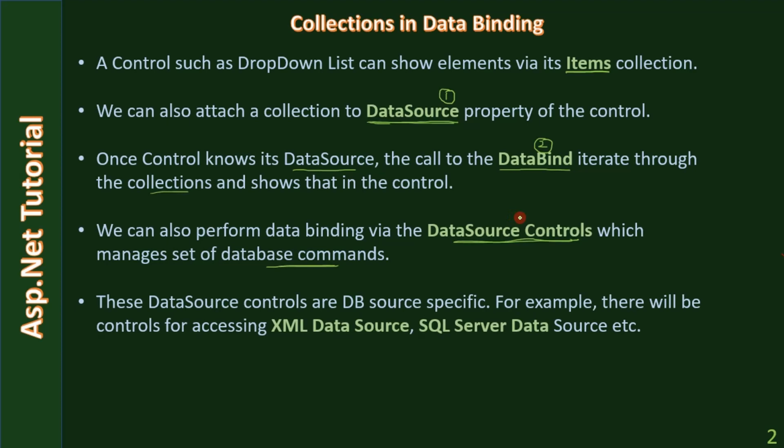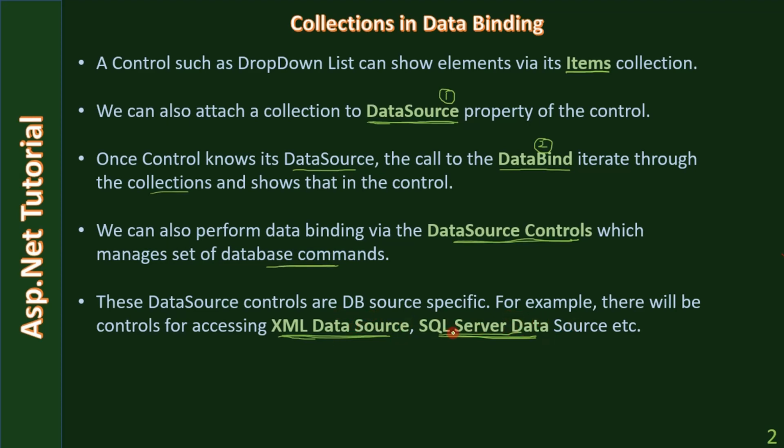These data source controls are DB source specific. We will learn about data source controls when we move to the next sub-series. For example, there will be controls for accessing an XML data source. That means the data is present in an XML file, or a SQL Server data source, where the data is present in the backend SQL Server database. You can use Oracle and other databases as well. But the point here is these data source controls are database specific.